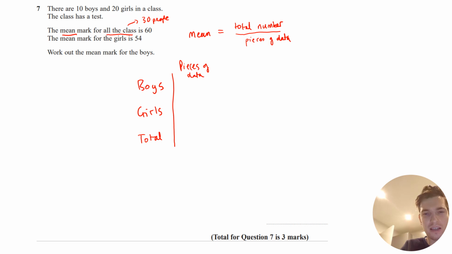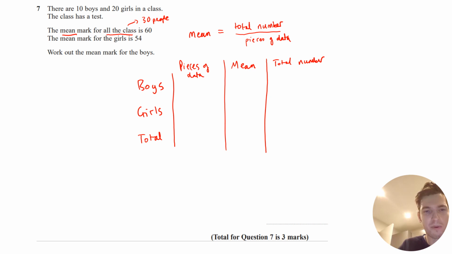I've got the total number of marks, and I've got the mean. So I've got the mean here, total number. All right, so let's see what I've got here. So 10 boys and 20 girls, so 30 in total. And I'm also told the mean mark for the whole class, which is 60.